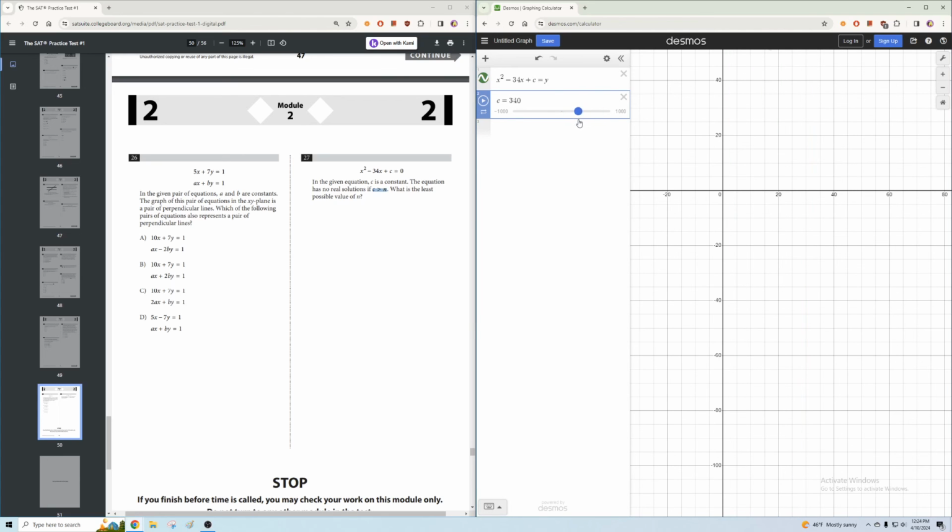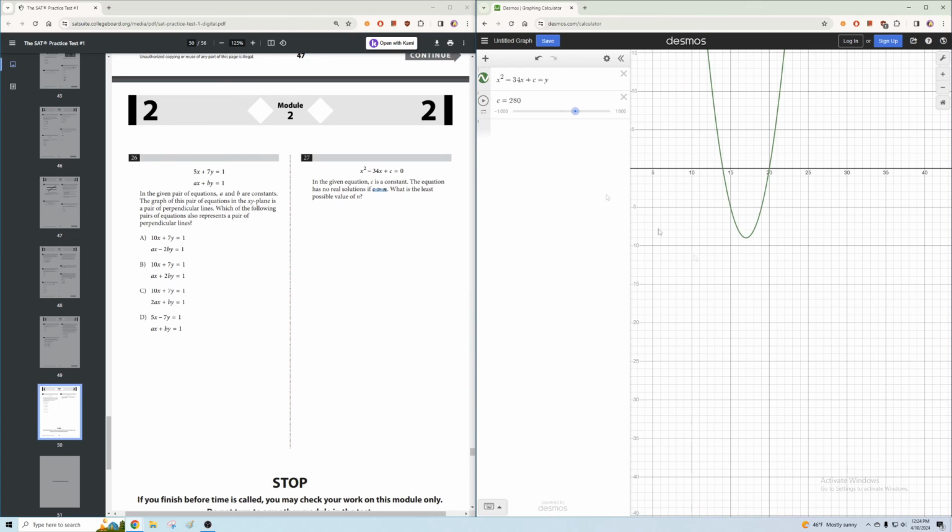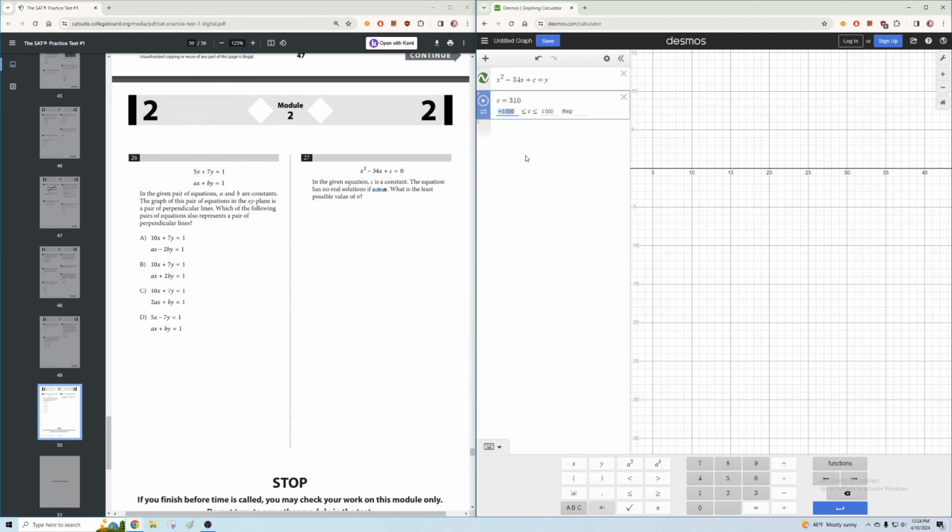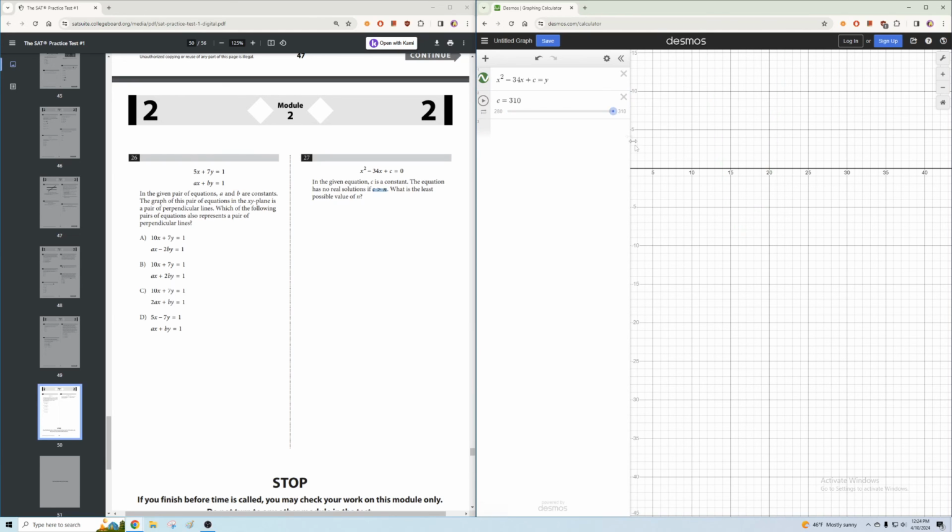Whoa, okay. So there's some magical moment. It's between 280 here and 310. So I'm going to go ahead and change that to 280 and 310. Aha, it's right here at 289. I found you. Because the moment that you make this C value larger than 289, there's no solution. So the answer is 289. Desmos can do it.